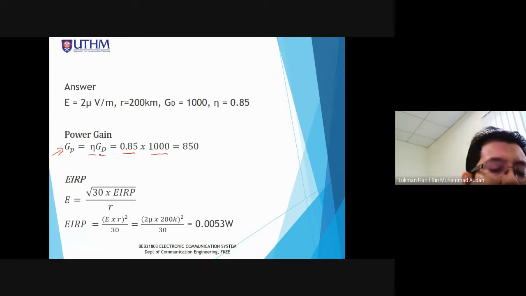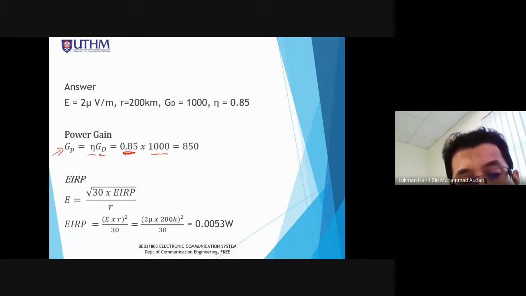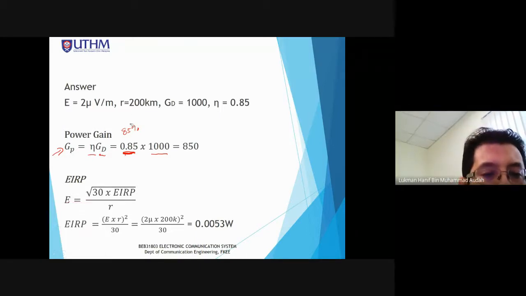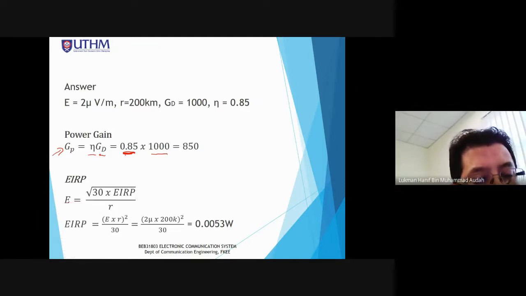Dan be careful di sini again, pelajar juga sering membuat careless mistake di bahagian efficiency ini, yang mana dia akan letak 85%. So dia akan letak 85 kalikan dengan 1000, which is wrong. Okay, so be careful. So this looks like a silly mistake, but this happens frequently in the final exam. So berhati-hati kita mengira dengan menggunakan absolute value. Okay, so we get here is 850. So perhatikan GP ini lebih kecil daripada GD kerana dia punya efficiency tidak sampai 100%.